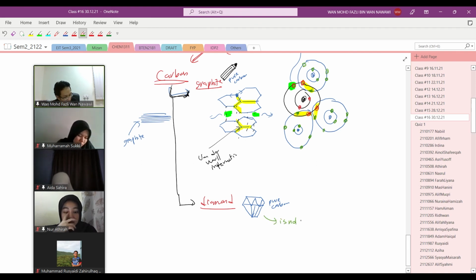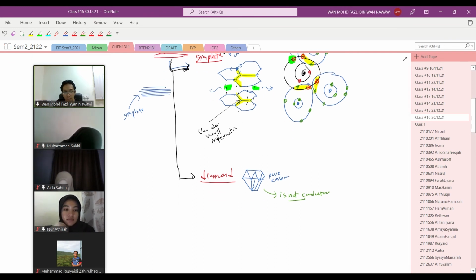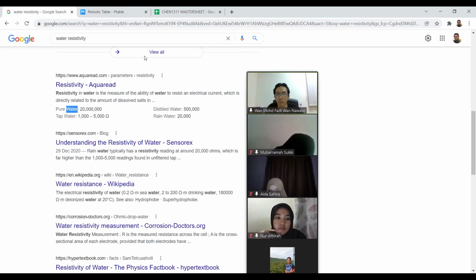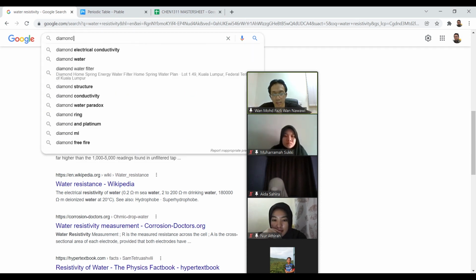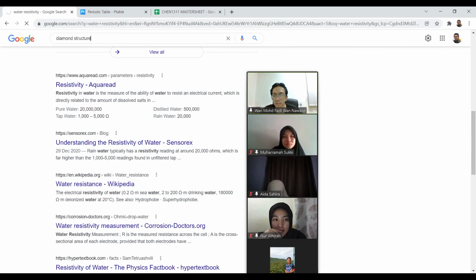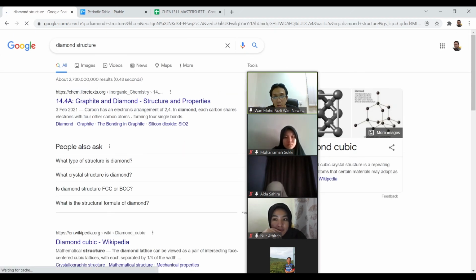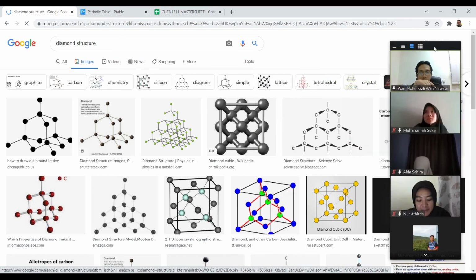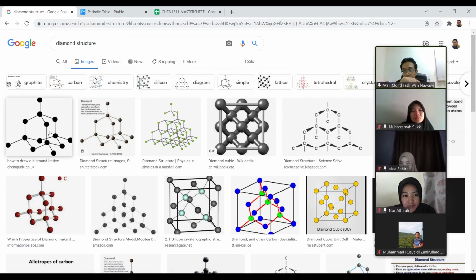Diamond is not a conductor. Why? Because the structure of diamond is totally different from the structure of this. I don't know how to draw the diamond structure, so let's just Google it, it's easier. What is the diamond atomic structure? I can't draw the 3D. So let me go here. Okay, you can see that, so that is the diamond structure. In diamond, you can see all the atoms here, and one atom is connected to 4.